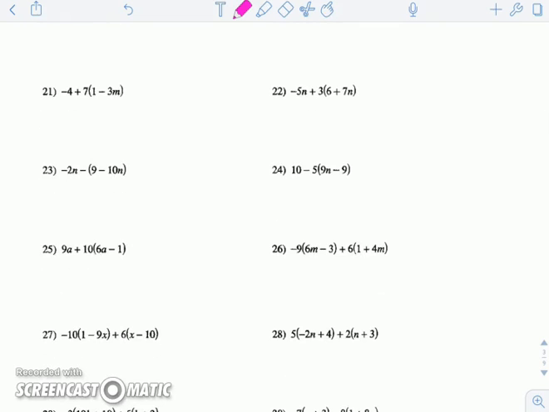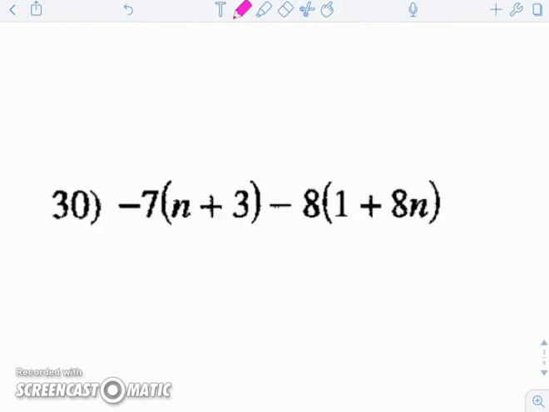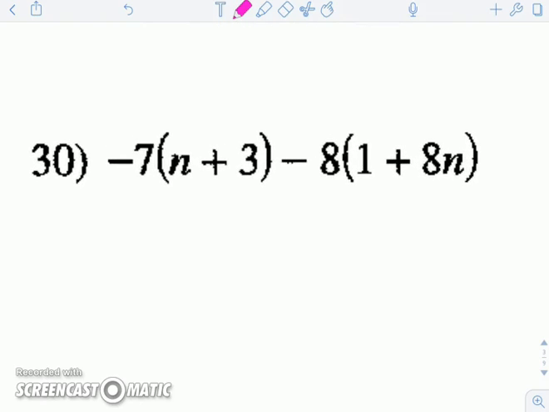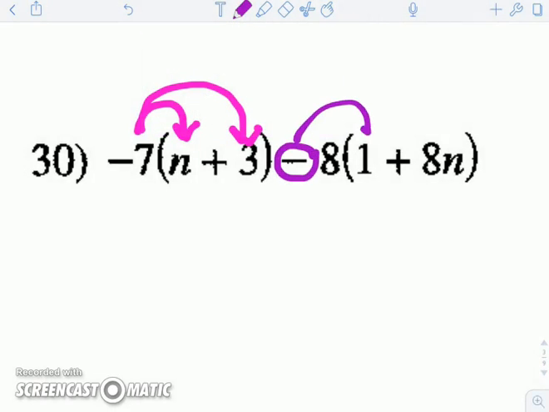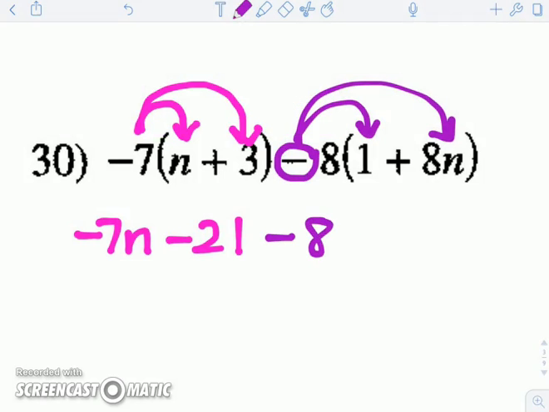I'm going to get down on the next page almost to the bottom, I'm going to do number 30, where we have to do some distributing before we can combine our like terms. So hopefully we've all seen the distributive property before. I multiply negative 7 times n and negative 7 times 3. And then I'm going to multiply negative 8 times 1 and negative 8 times 8n. So up front I have negative 7n minus 21. Watch your signs. And then I have negative 8 minus 64n.